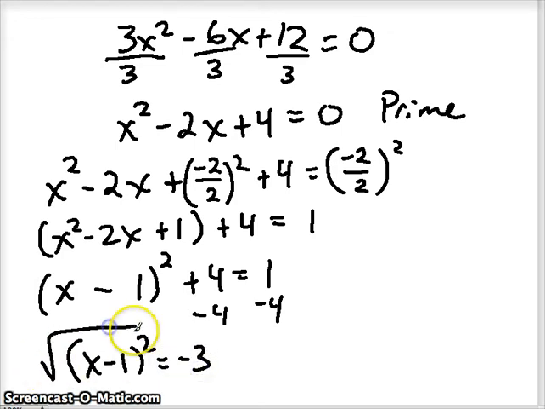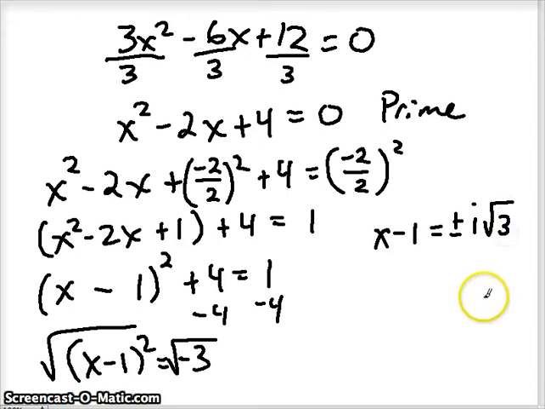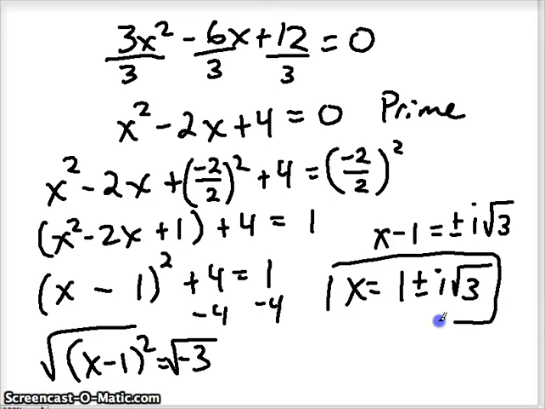Let's square root both sides. Bring it on over here. That leaves x minus 1 equal to plus or minus, square rooting both sides, the square root of a negative number. So we take out i, and we leave the square root of 3. Alright, just add 1. That's our last step. There's 1 plus or minus i times the square root of 3. That's our final answer.